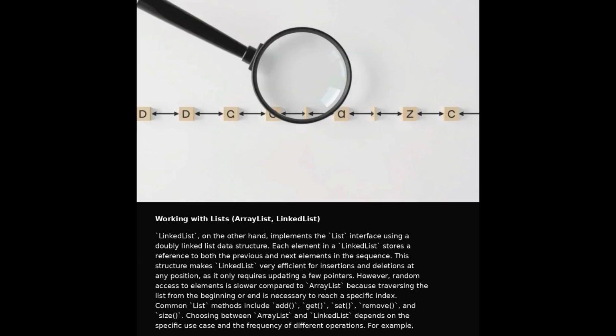Linked list, on the other hand, implements the list interface using a doubly linked list data structure. Each element in a linked list stores a reference to both the previous and next elements in the sequence. This structure makes linked list very efficient for insertions and deletions at any position, as it only requires updating a few pointers. However, random access to elements is slower compared to ArrayList, because traversing the list from the beginning or end is necessary to reach a specific index.